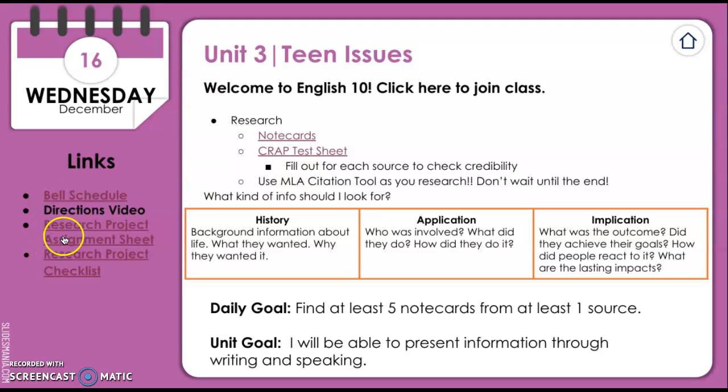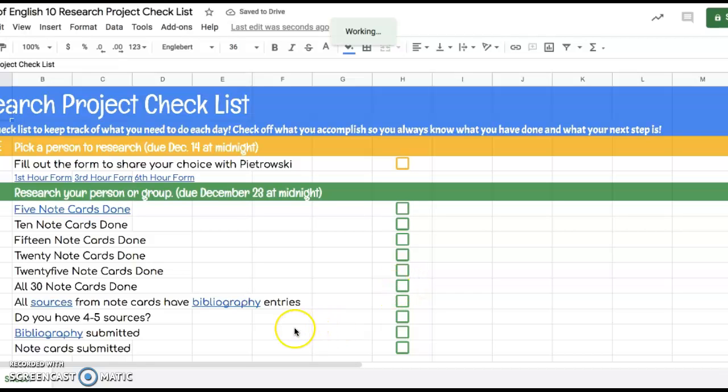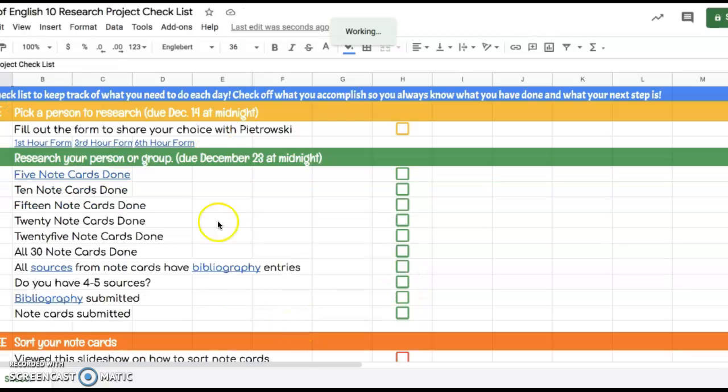There's also the research project checklist here that I showed you guys yesterday. Use this, keep it up so that you can check off all of the things that you have done so that you know that you're on track. So right now we are in step 2. We're in this green area where we're looking for note cards. So have that up and check off everything as you go so that you can make sure that you are on track.